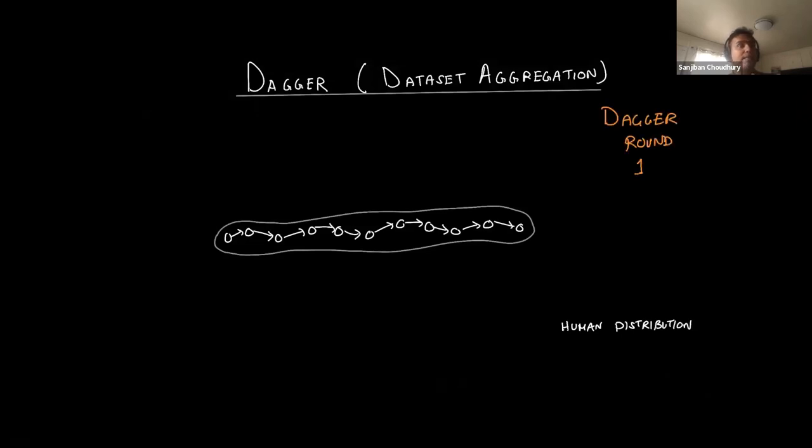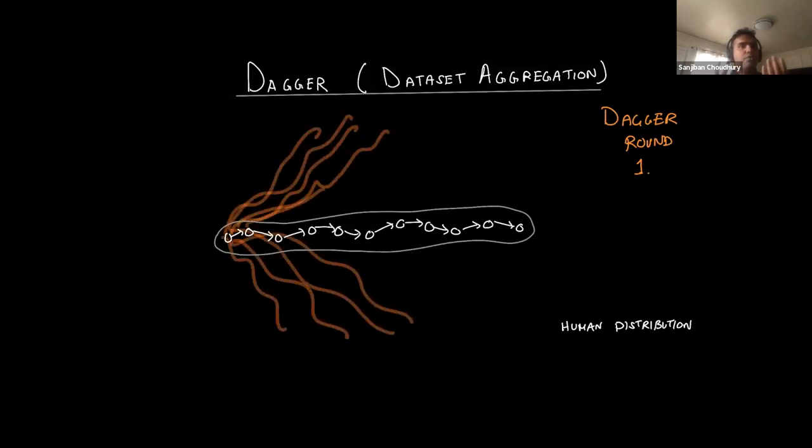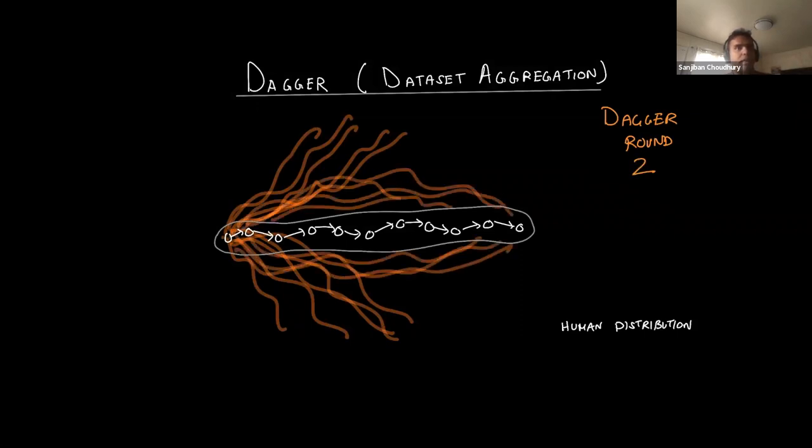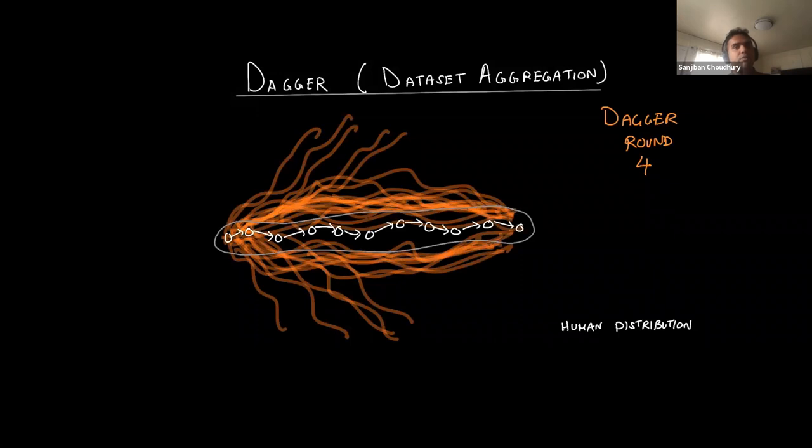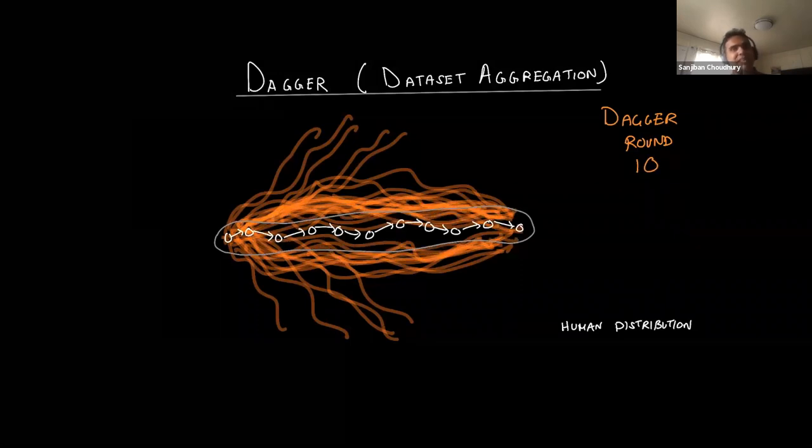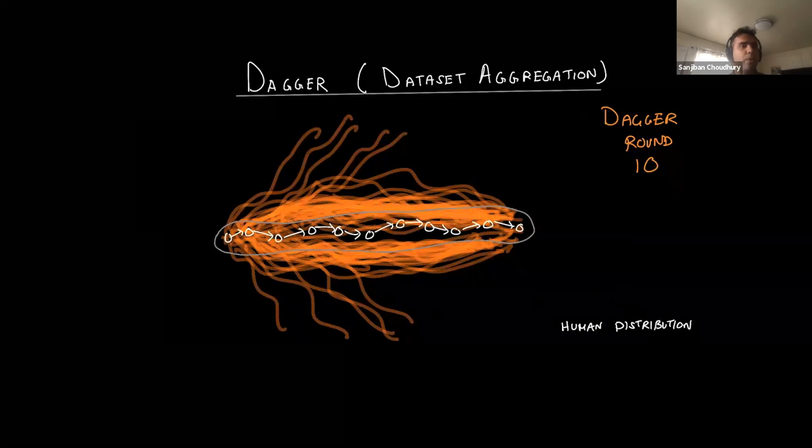So now let's take a look at the distributions that are traced out by DAGGER. So in the first round, the robot goes all over the place and it makes many mistakes since it doesn't know how to recover. In round two, it learns to somewhat recover. And by round four, this aggregated distribution is starting to concentrate. Right? And by round 10, we see that this distribution has now completely concentrated in a much larger region than where the human visits.